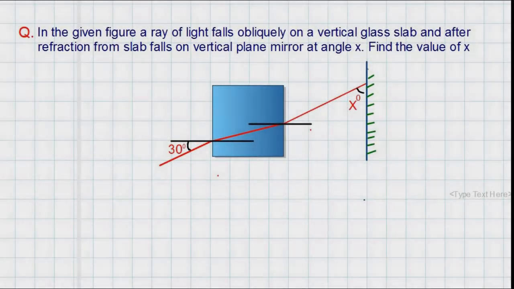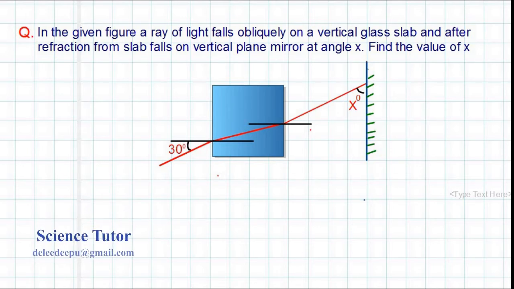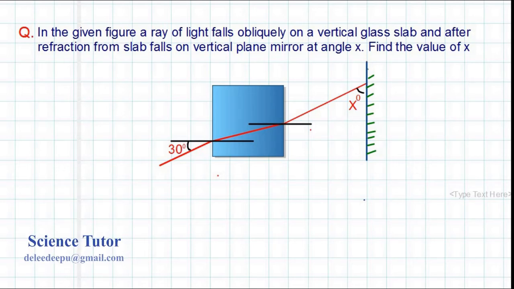Hi students, today we are going to discuss a problem related with refraction of light. This is our question. In the given figure, a ray of light falls obliquely on a vertical glass slab and after refraction from the glass slab falls on a vertical plane mirror at an angle x. Find the value of x. Here is the figure. Here is the angle of incidence 30 and you have to find the value x.